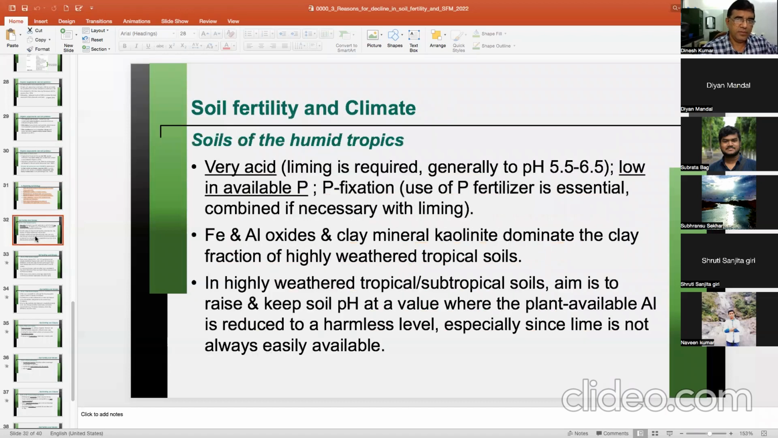Okay, sir. Okay. Now, lastly, you see, soil fertility is over. This is what I wanted to start: soil fertility and climate, because soil fertility will vary with the climate also. Under what kind of climatic conditions are your soils there? So soils of the humid tropics. What are the characteristics or the problems of humid tropics? What are the areas in India that you think are humid tropics?